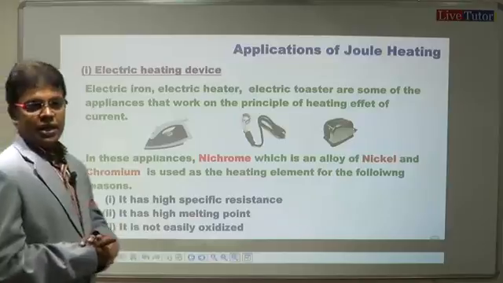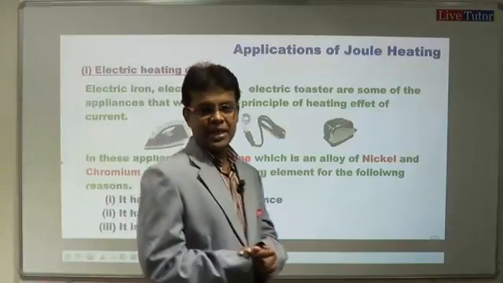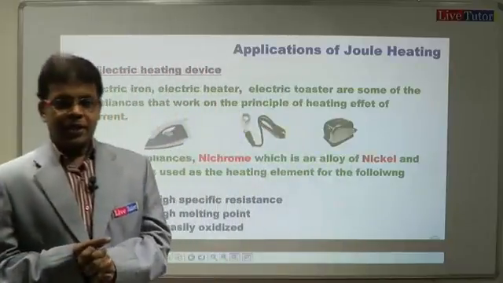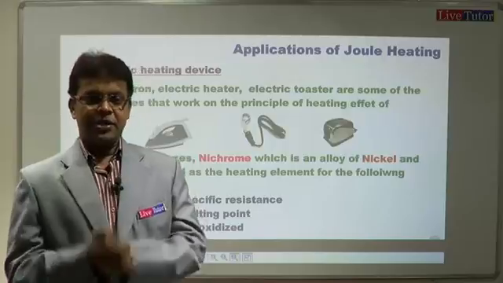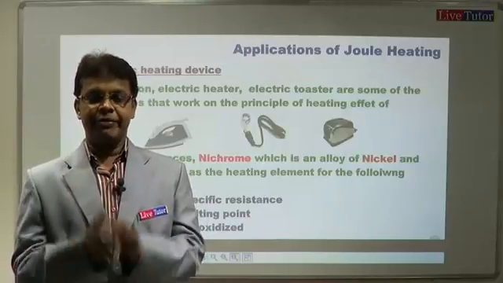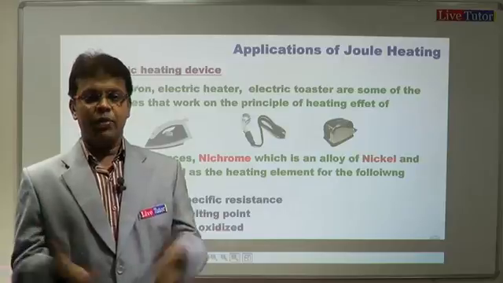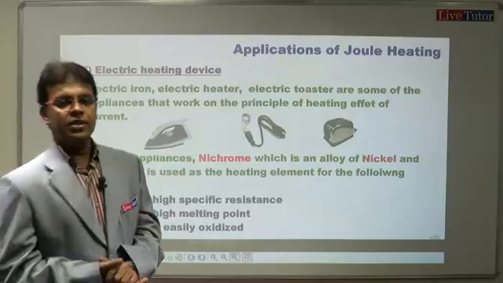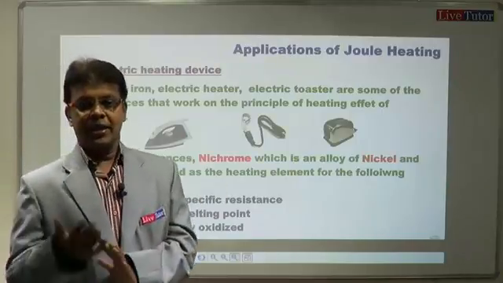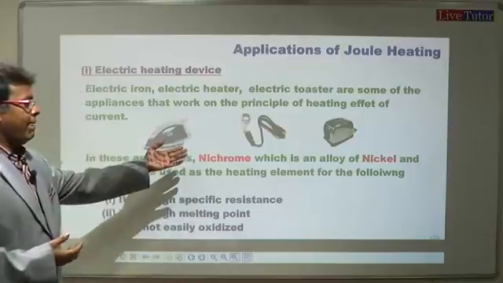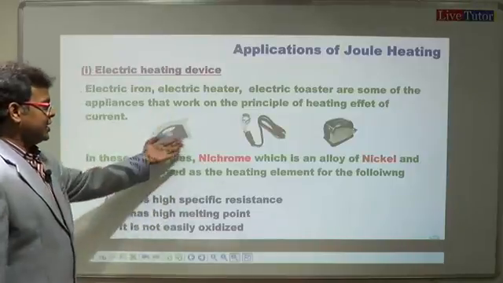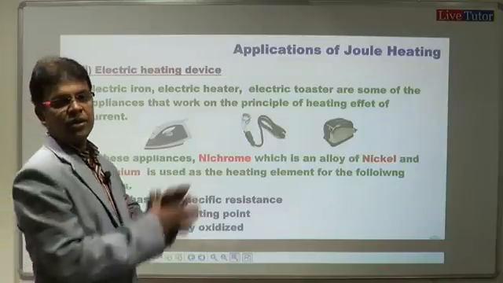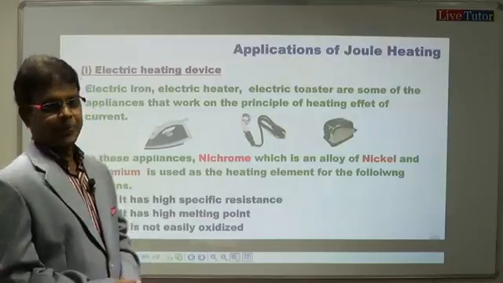Okay. Now, in this application of Joule's heating, the first one is electric heating device. We know that when a current is flowing through a conductor, if it has got a high resistance, what will happen? Definitely, the energy will be evolved out in terms of heat. So, that property only we are going to make use of in this part. Like electric iron, electric toaster, or electric heater, you can see that these are some of the applications of Joule's law, which is based on the heating effect of electric current.